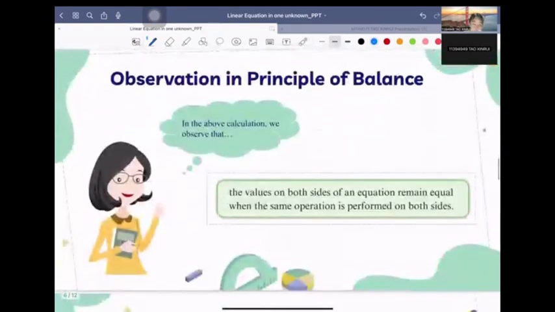By observation, in the principle of balance, in the above calculation we can observe that the values on both sides of an equation remain equal when the same operation is performed on both sides.